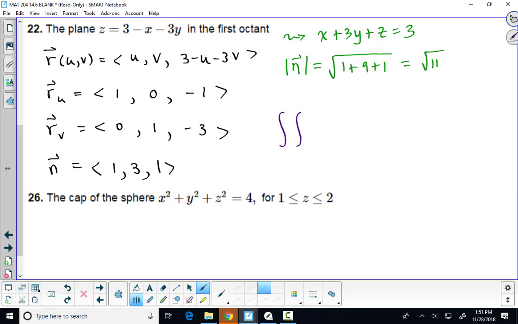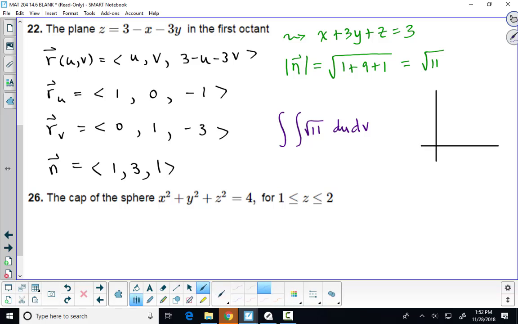So the double integral of 1 times root 11, and we parameterize with respect to u's and v's, so this should be a du and a dv. And the question then is, what are the bounds? So u and v were representing x and y. So if they're representing x and y, what we're imagining then is letting z be 0, and we're projecting down into the xy plane to see what the relationship between u and v is. So we're projecting down into the xy plane, or into the uv plane if you prefer.